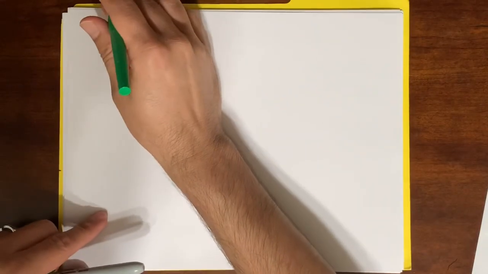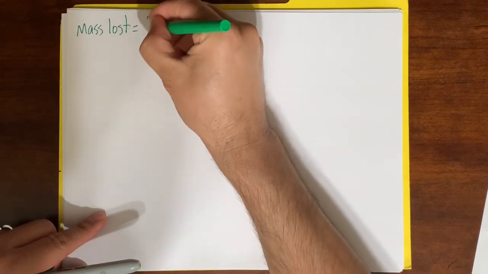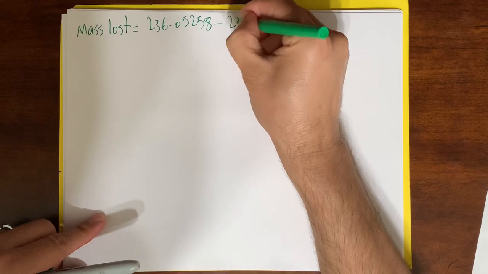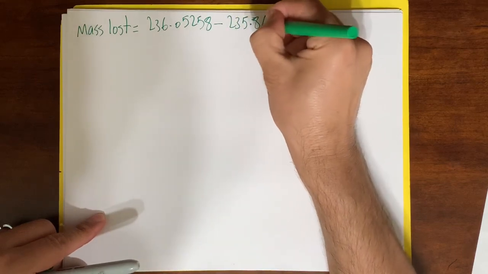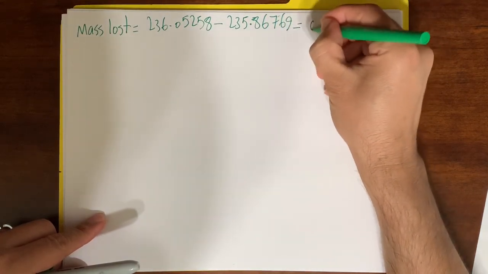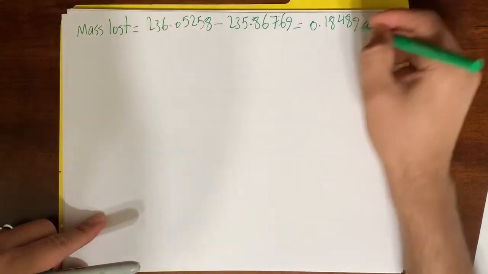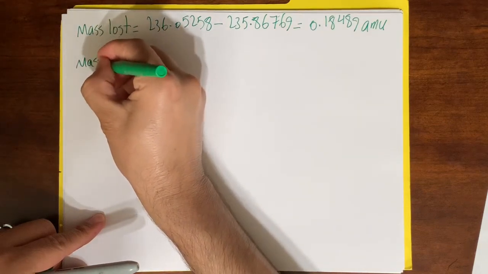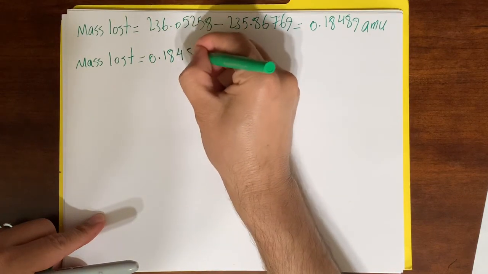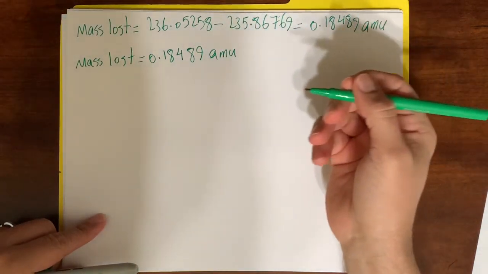Mass loss is equal to 236.05258 minus 235.86769, and the answer is 0.18489 atomic mass unit. So mass loss is equal to this number, atomic mass unit. We can transfer this one to kilogram.